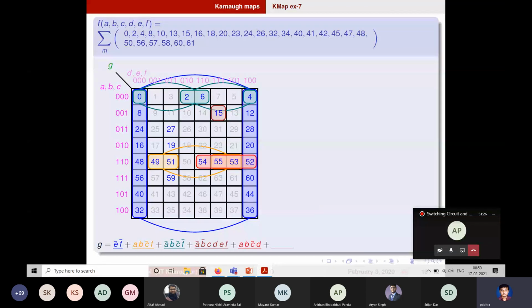Next, this is a 4 variable term: 54, 55, 53, 52. So A B C bar D.